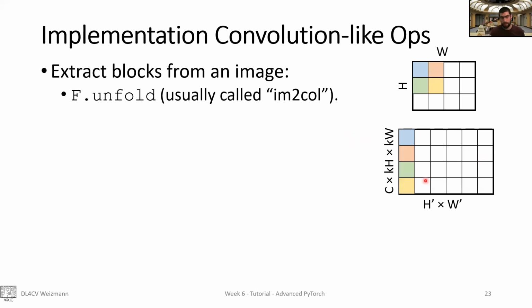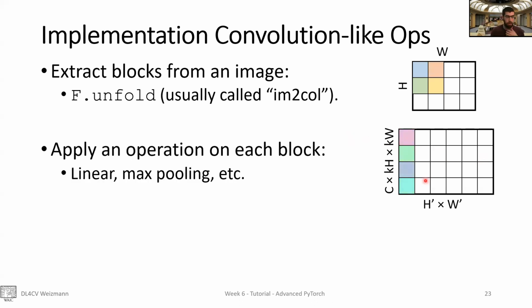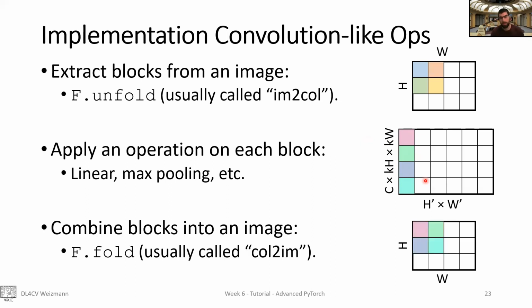The second step is to apply some operation on the blocks. It can be a linear operation, it can be max pooling or something like that. And the last thing is to combine the blocks back into an image. This is called fold. The common name for unfold is im2col, which is the term used in many other frameworks and also in the literature. And the name of fold is col2im. So these are the steps.